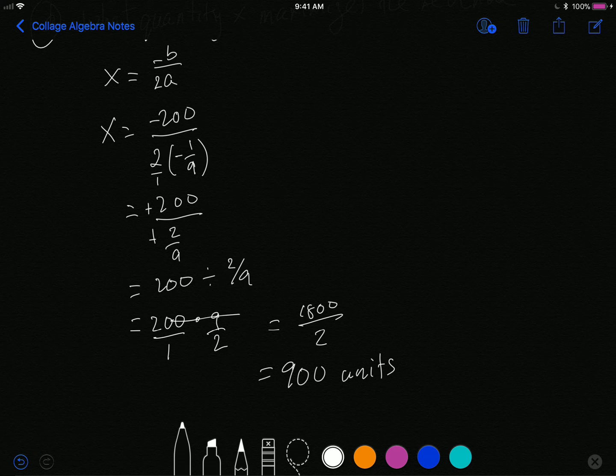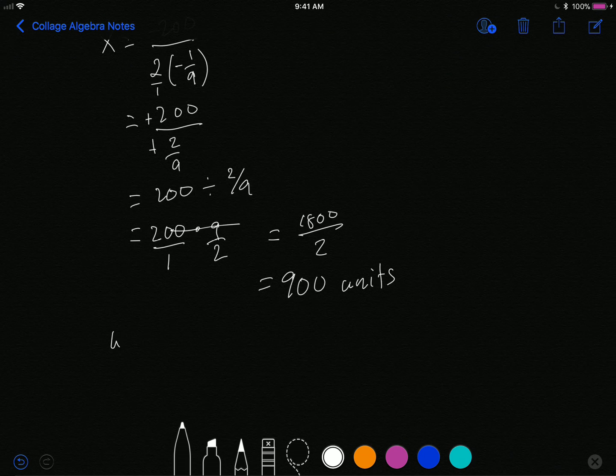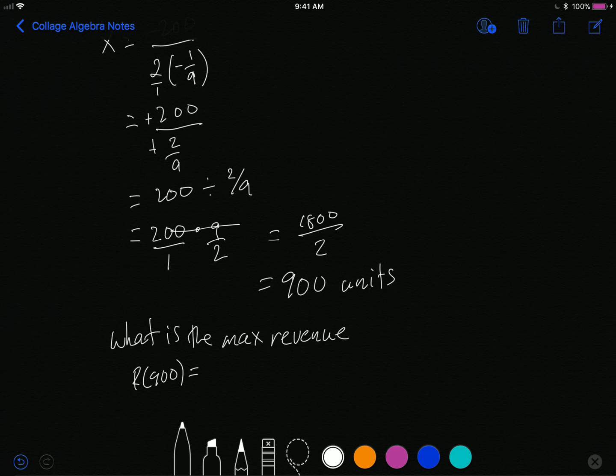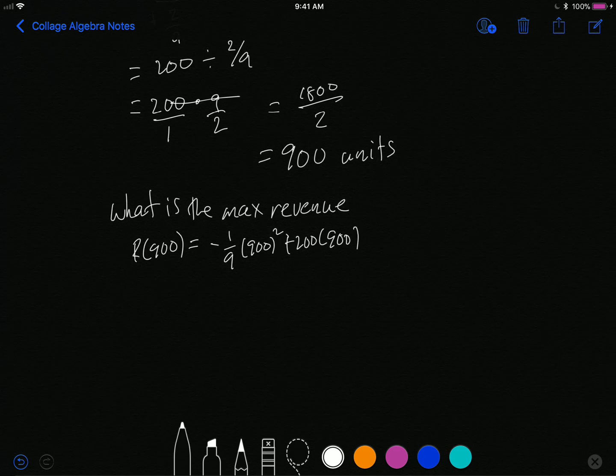And to find the maximum revenue, I take this 900 and I plug it into the function. So what is the maximum revenue? You simply plug in 900, so that is R of 900, the revenue at 900, which is negative 1 over 9 times 900 squared plus 200 times 900, and that will equal $90,000. Woohoo! This is the most that the company can make.